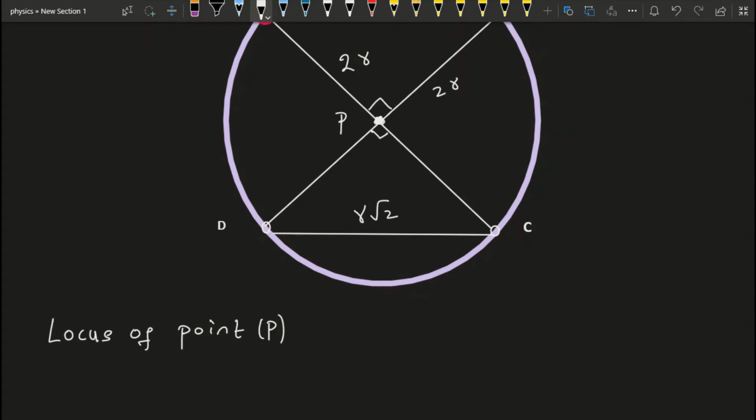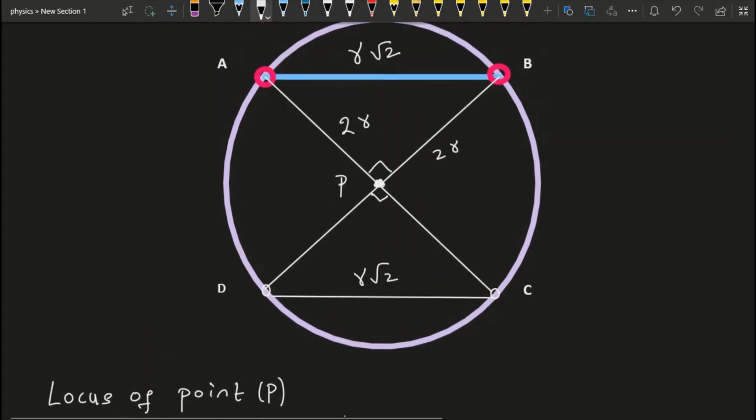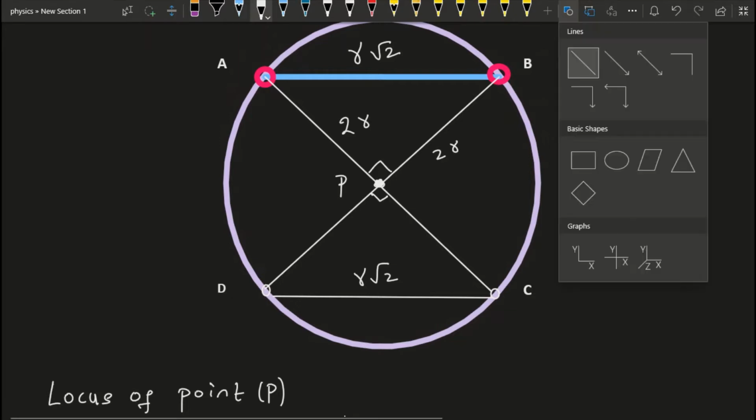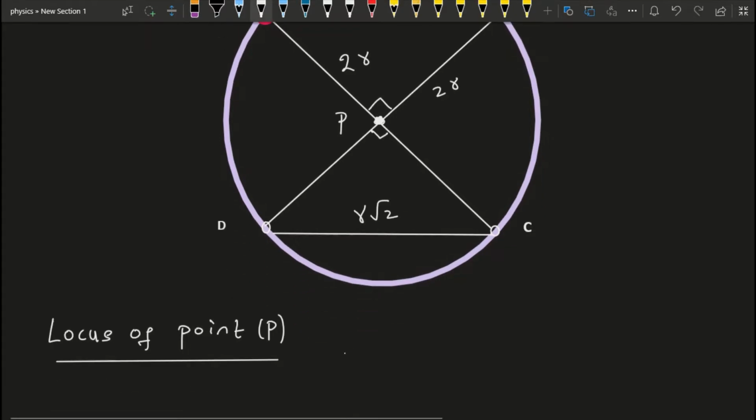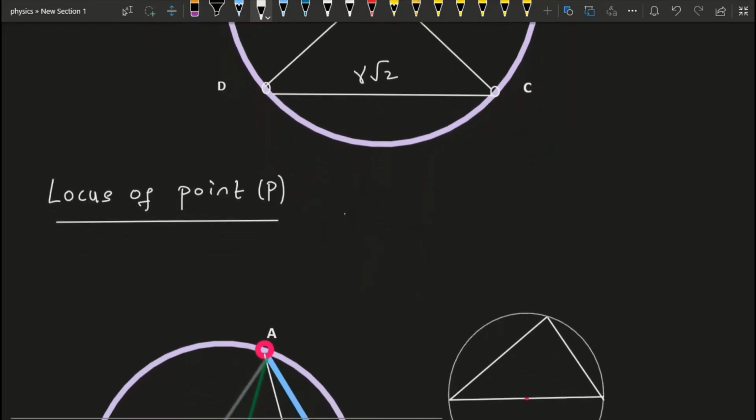So here there is an intersection of the two chords. That intersection is P. And when the beads are sliding on the ring, the point of intersection of the two chords will change its position and it will move on a path. So we are going to find out the locus of the point of intersection P. So now let us see here. For that purpose I am going to plot a diagram.